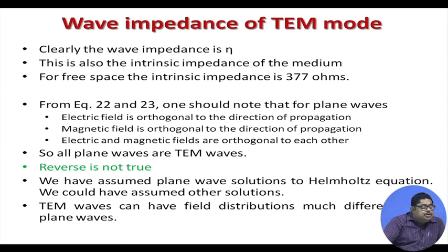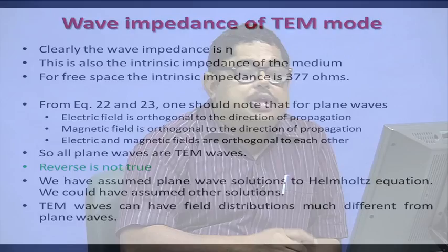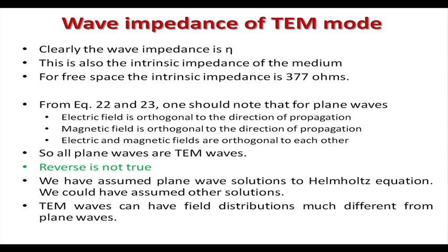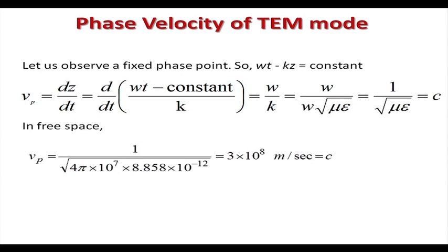So, what are the other solutions? The plane wave solution was one solution, that means we have assumed uniform variation, etc. That may not be true. So, TEM waves can have field distribution much different from plane waves. Also, let us see what is the phase velocity of the TEM mode.